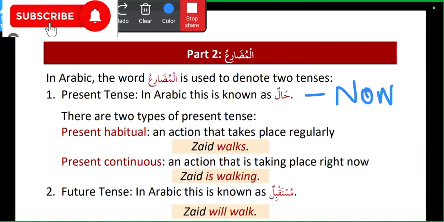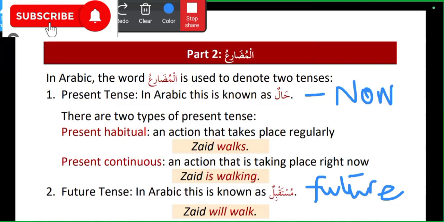What's happening now? And then there are two types of a present tense. So present habitual, which is an action that takes place regularly, like Zaid walks. And then the present continuous, which is an action that is taking place right now, like Zaid is walking. And the second thing, number 2, is the future tense. So in Arabic, this is known as mustaqbal. Mustaqbal is the name of a time period, like we say that past, present, and future, right?